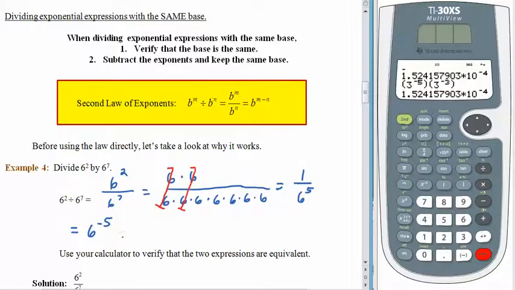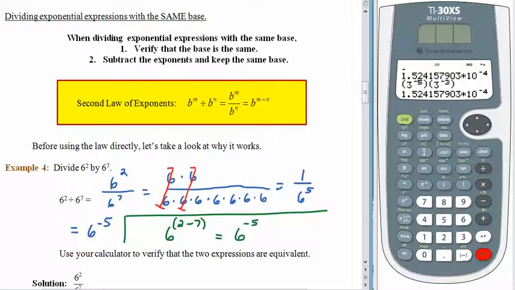Now I'm going to change colors here. If we used the rule, we would have said, I am dividing two expressions that have the same base. I will keep the same base and subtract the exponents. 2 minus 7, so we work the numerator exponent minus the denominator's exponent, and that gives us 6 to the negative 5th power. And of course that streamlines things for us. But here at least we can see why the subtraction happens. It's because common factors divide out.